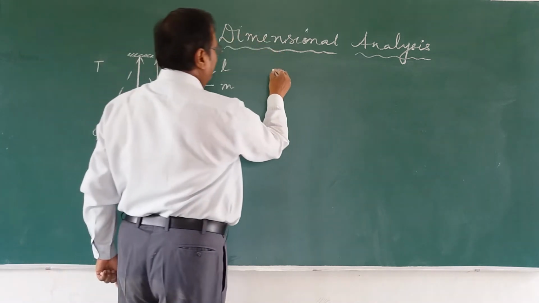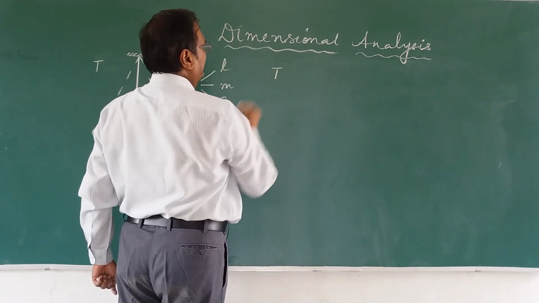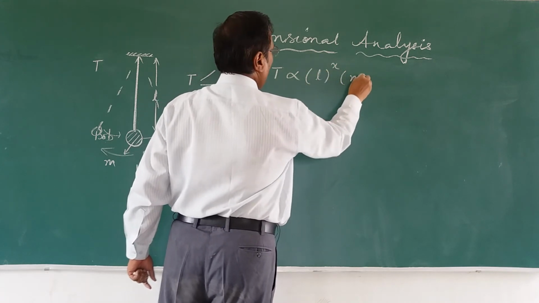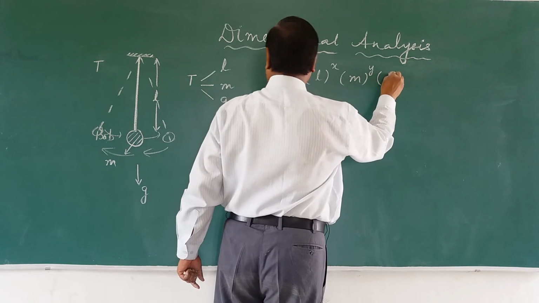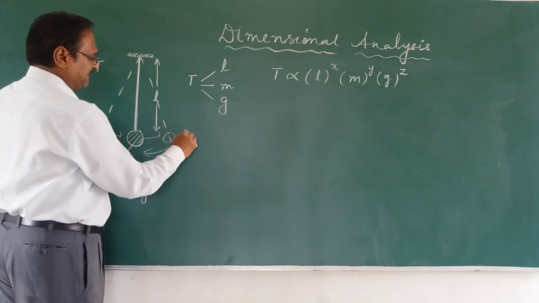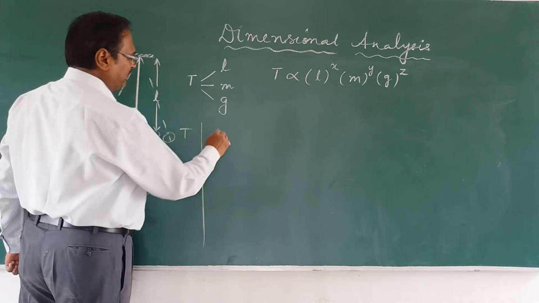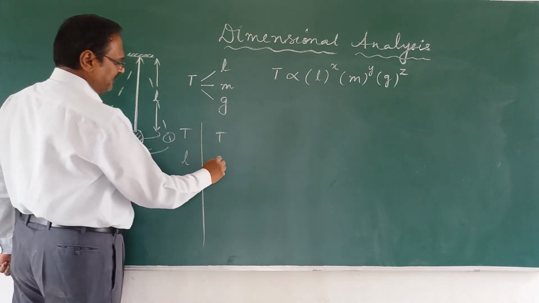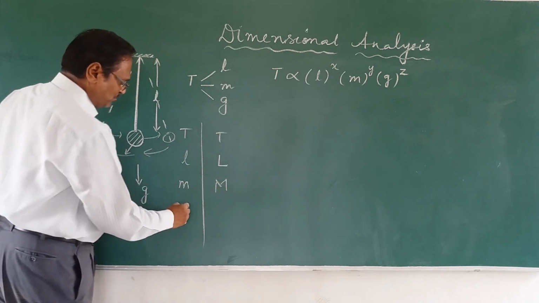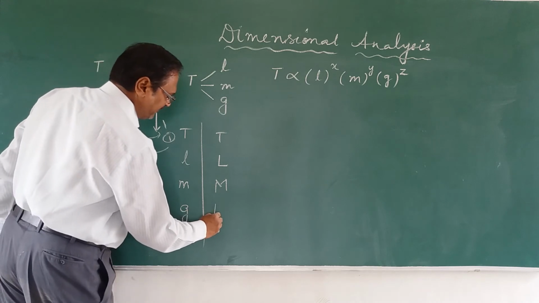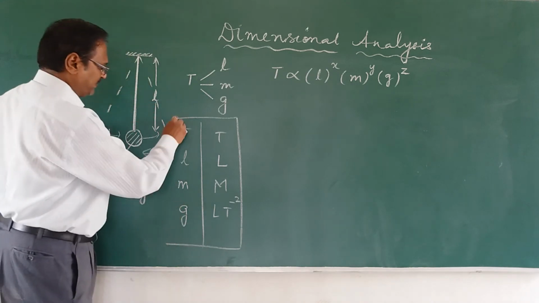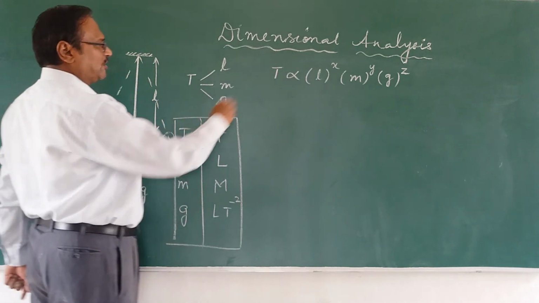So I will write the dimensional equation. The time period is proportional to L power x, m power y, and g power z. We should know what these things are. T, time period, T only. L, length, that is capital L. Mass, capital M. g, acceleration due to gravity, L T power minus 2. We already have this chart with us. Now we merely have to substitute.